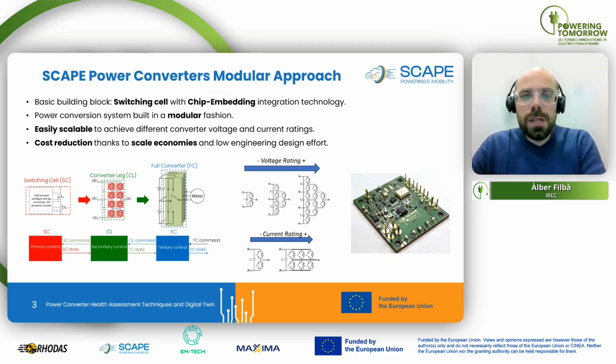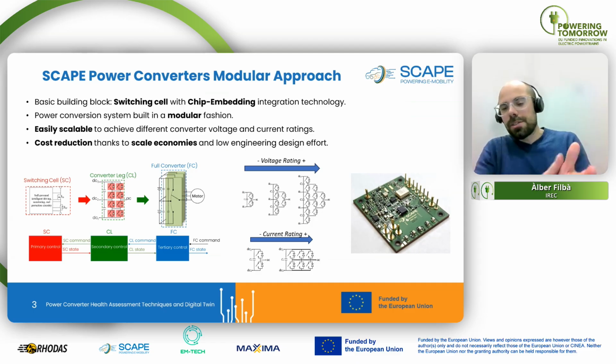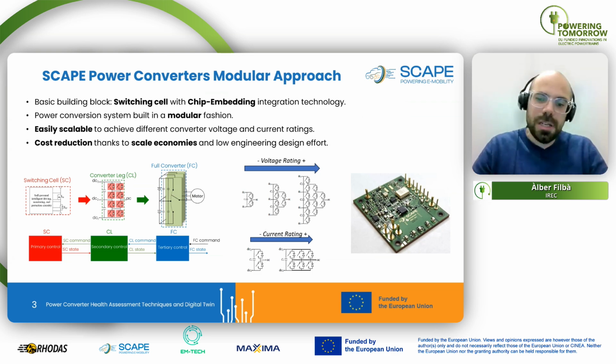So with this modular structure, we can easily achieve any given voltage rating and current rating for the converter following the multi-level topologies. Therefore, by increasing the number of levels, we can increase the voltage, and by paralleling the switching cells, we can increase the current rating.